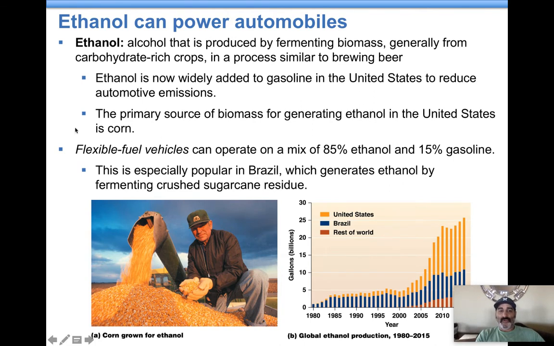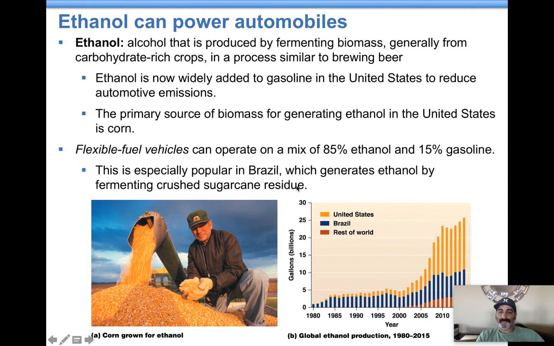There are these vehicles called flexible fuel vehicles. They operate on mostly ethanol, 85% ethanol. Think of it as reversed. Our cars are like 15% ethanol, where a flex vehicle is going to be mostly ethanol. It's going to burn cleaner. They're trying to do this in places like Brazil, because Brazil generates a lot of ethanol. What do they do in Brazil? They're fermenting sugarcane. In the United States, we are fermenting corn, but in Brazil, they're fermenting sugarcane.